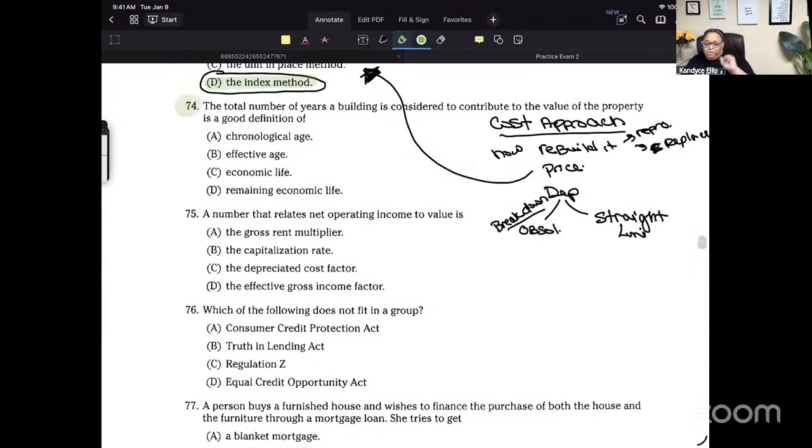All right, so the total number of years, number 74, if you're just catching us up in here. The total number of years a building is considered to contribute to the value of the property is a good definition of, is it A, chronological age, B, effective age, C, economic life, or D, remaining economic life? I think we all know now our answer is C. Our answer is C.